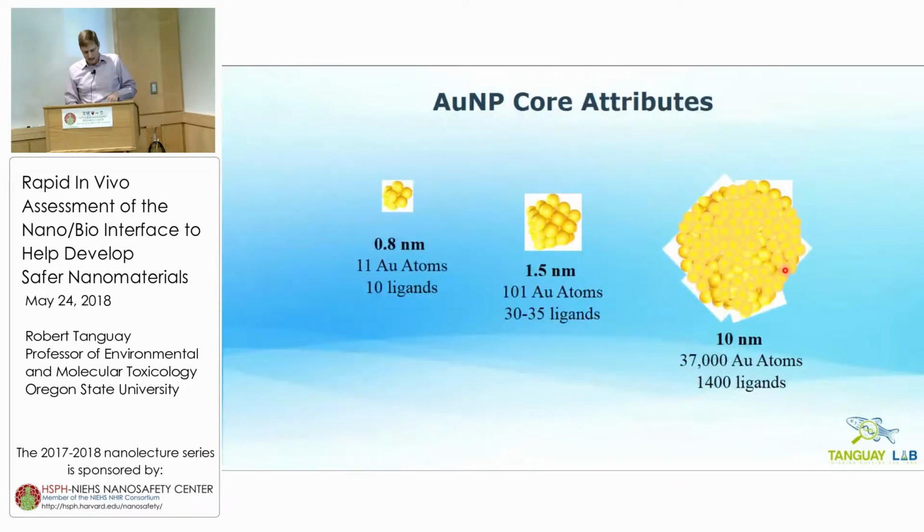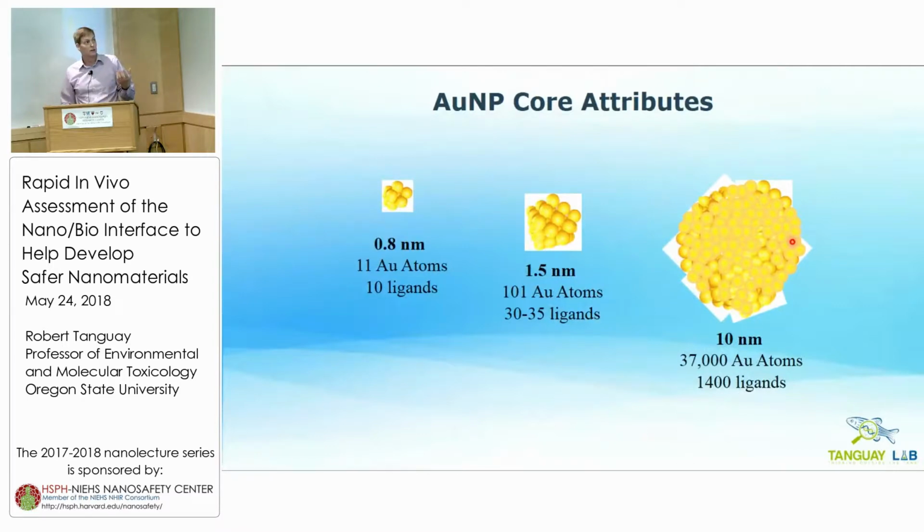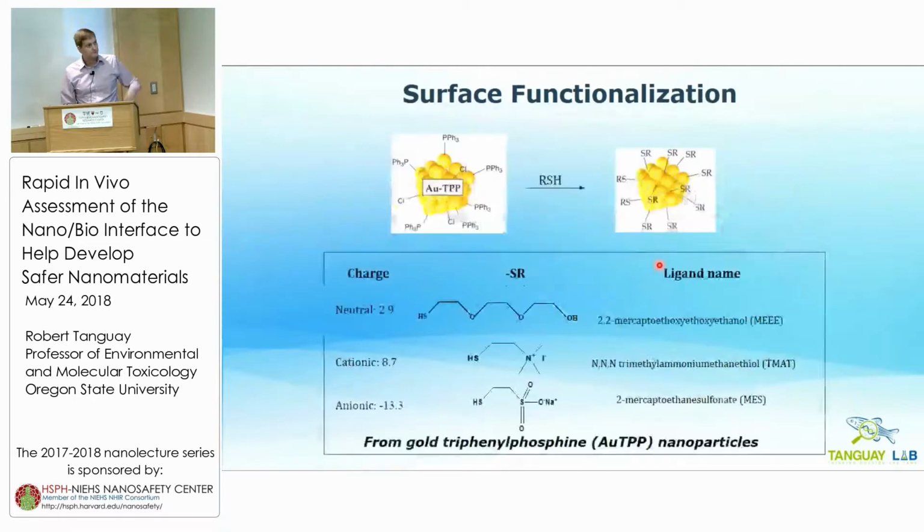When you start thinking about it, you'll see in the literature, if you're a material scientist, you probably think about scaling surface area and atoms, but most toxicologists don't. So how different are these? 0.8 to 10 nanometers, that's not that different. Well, actually, when you start thinking about what you're working with, 0.8 nanometers is only 11 gold atoms, and only 10 ligands can fit. You go to 1.5 nanometers, now you're talking 35 ligands and 100 atoms. And then just by going up to 10, you're talking 1,400 ligands. So what the biology sees is vastly different between these, even though compositionally they can be the same. That's probably going to be important to remember.